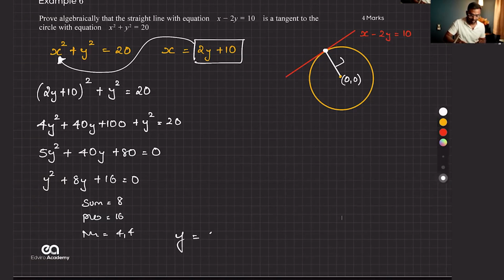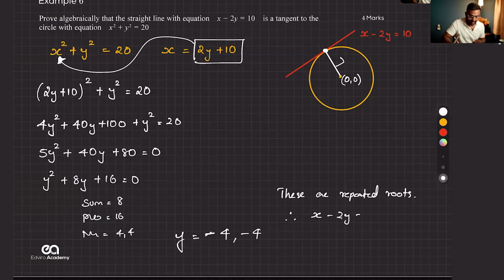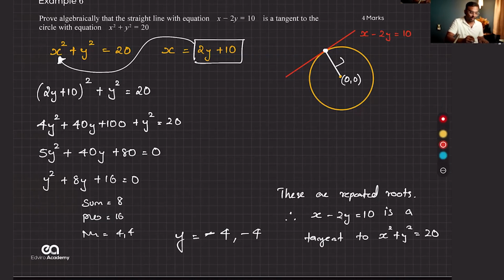So y equals -4, right? And you would write a sentence: these are repeated roots. Therefore, x minus 2y equals 10 is a tangent to x squared plus y squared equals 20. That's it. You don't have much to do anyway. All I've done is I've replaced that in here.